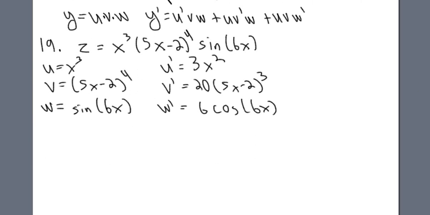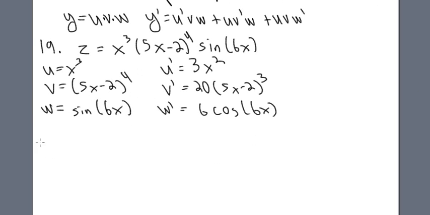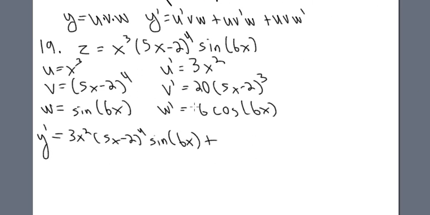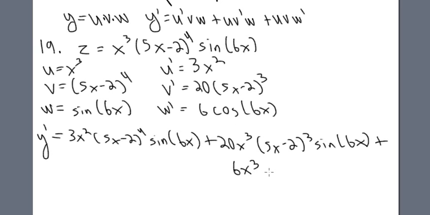Now, I just got to turn this into a nice long derivative. So y prime, u prime v w, so 3x squared, 5x minus 2 to the 4, sine 6x, plus u v prime w, 20x to the 3, 5x minus 2 to the 3, sine 6x, and I'm going to continue it underneath since I ran out of room, so plus u v w prime, so a 6 on the front, x to the 3, 5x minus 2 to the 4, and cosine 6x, and that's it.